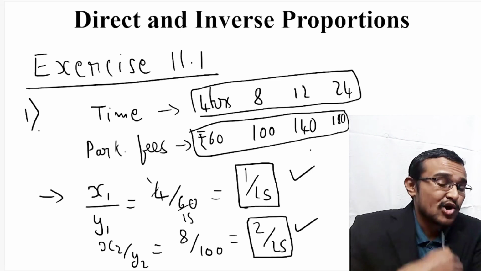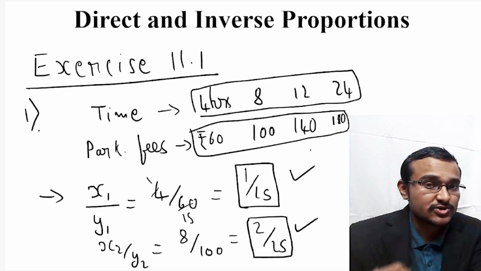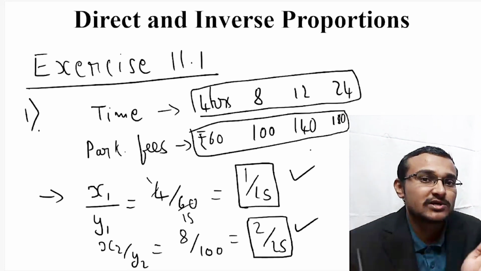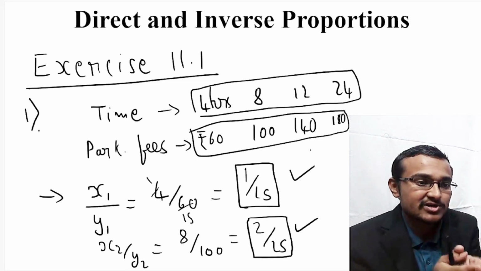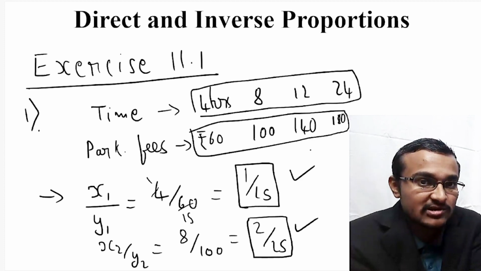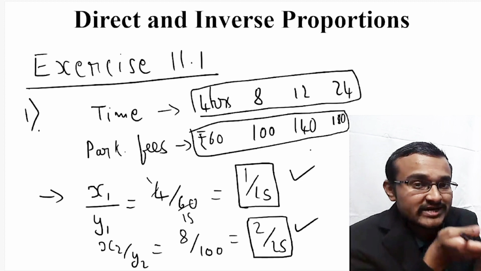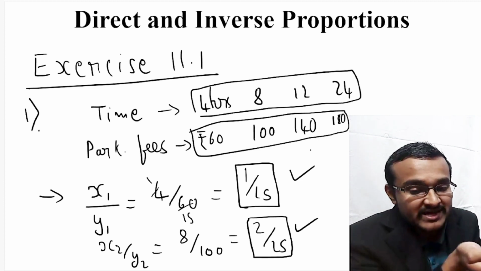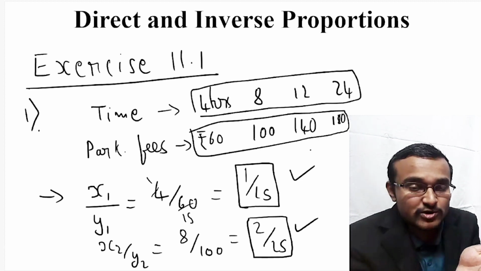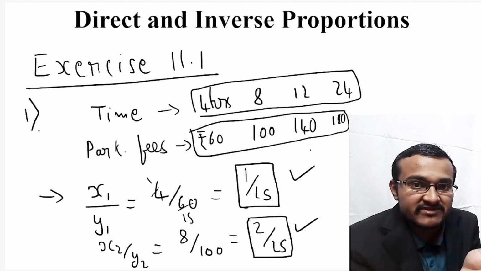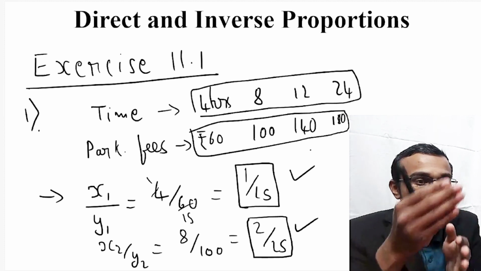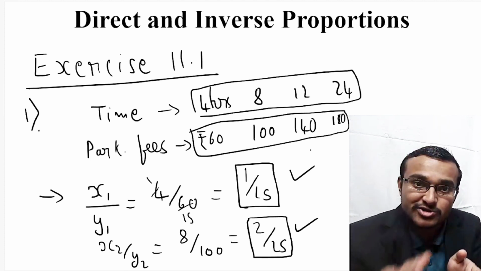Here x1 by y1, x2 by y2, x3 by y3 are not equal to each other. That means they are not equal to one particular value. They are getting different values. When you do x1 by y1 you are getting 1 by 15. When you do x2 by y2 you got 2 by 25. When you did x3 by y3 you are getting 3 by 35. So you are getting different values. You are not getting a constant value.